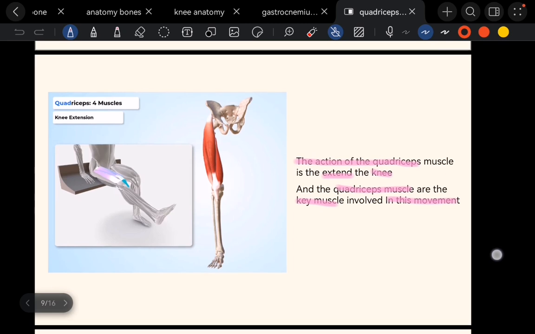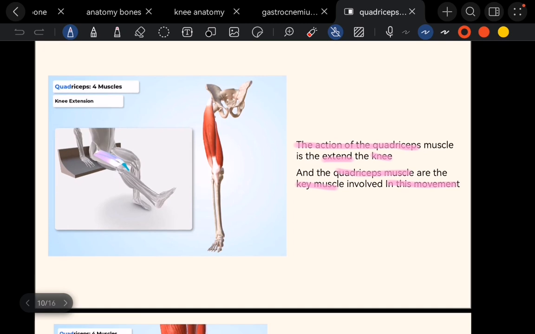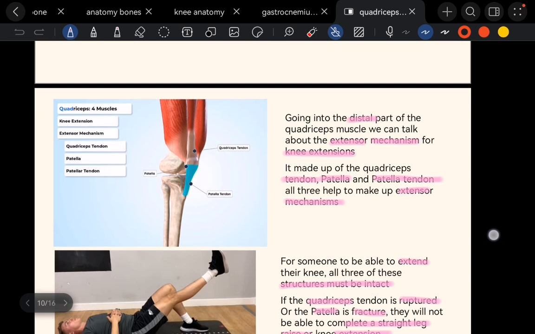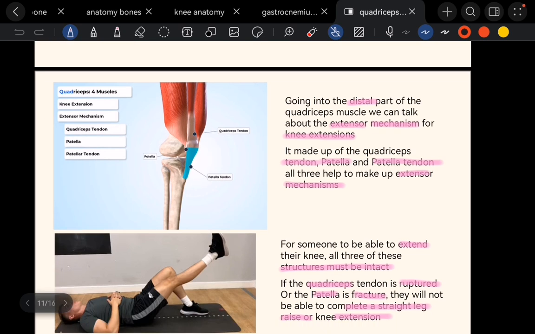Now, the quadriceps muscle itself, right, is a key muscle that helps with leg extensions or knee extensions. Okay. Now, the extensor mechanism is actually the quadriceps tendon, the patellar tendon, and the patella or the kneecap. If any one of these structures get injured, patients won't be able to do a full leg raise, knee extension, knee flexion, or any other knee movements.